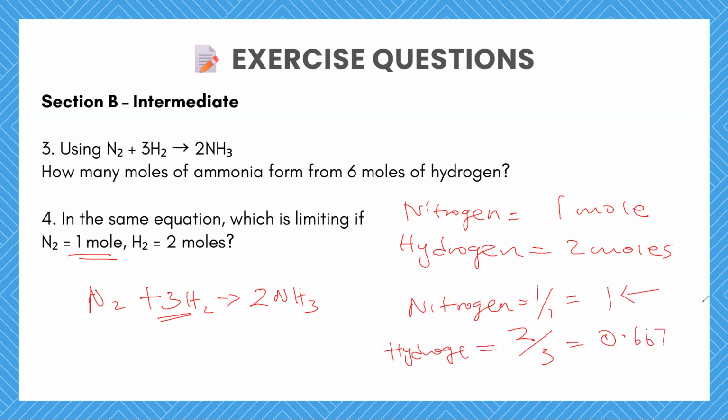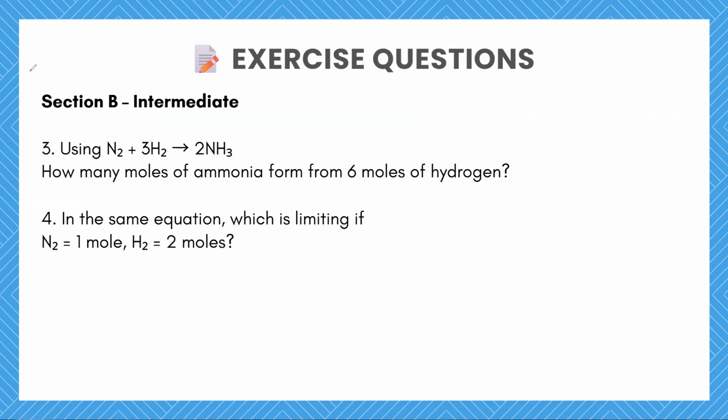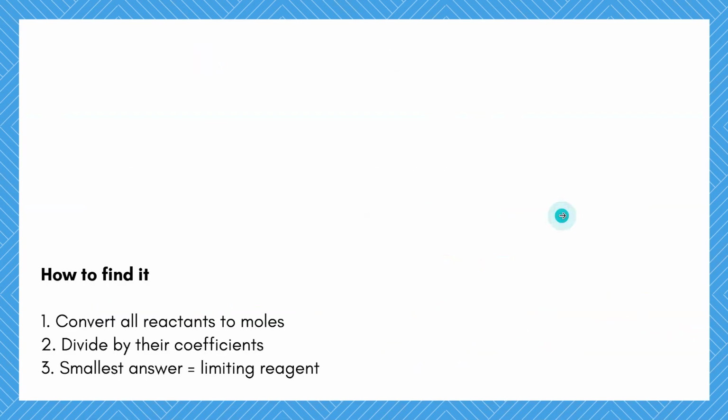Between 1 and 0.667, which one is smaller? Of course, 0.667 is smaller. So therefore, the limiting reagent or the limiting reactant becomes hydrogen. I'm sure you saw how all these steps were successfully carried out. So we've solved the next set of questions, on to the last and the third.